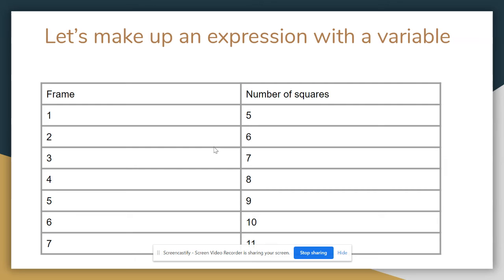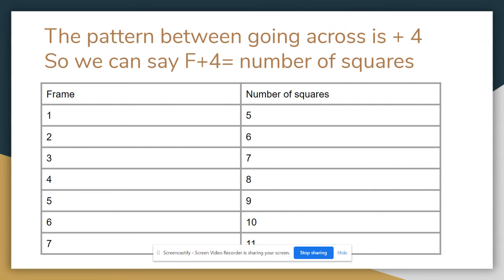So we're going to make up an expression knowing the pattern using a variable. So the pattern going across is plus 4. Between 1 to 5 is plus 4. 2 to 6 is plus 4. 3 to 7 is plus 4. So we're going to say F for the frame number plus 4 is going to give us the number of squares. Let's see if we're right.